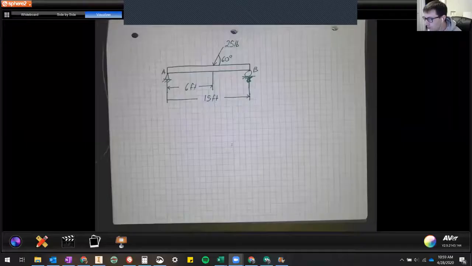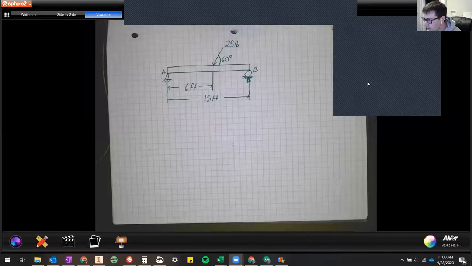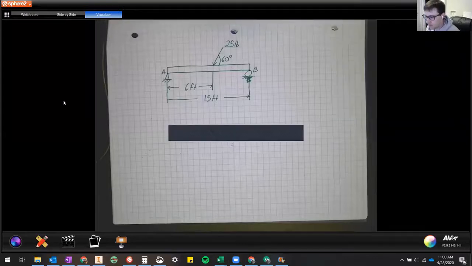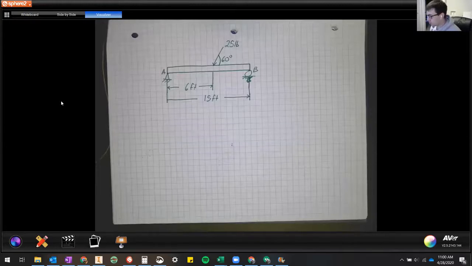So the beam is sitting there on points A and B, where point A is a pin joint and point B is a roller joint, and I have a 25-pound force coming down at a 60-degree angle, and that force is acting at 6 feet from point A, and the entire beam is 15 feet wide.